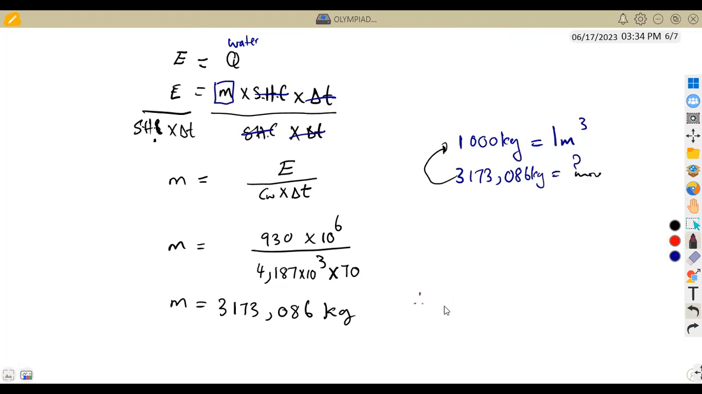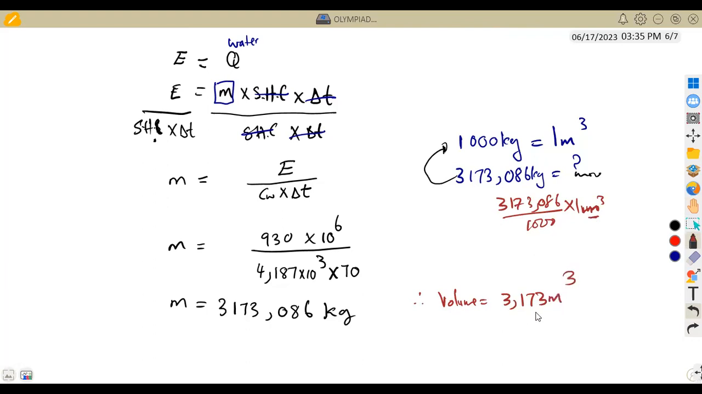So therefore, our volume is going to be, if we divide 3,173.086 by 1,000, we multiply by 1 cubic meter. Our answer is going to be in cubic meters. So that is going to give us something like 3.173 to 3 decimal places in this case. So that is what you're going to have in cubic meters.